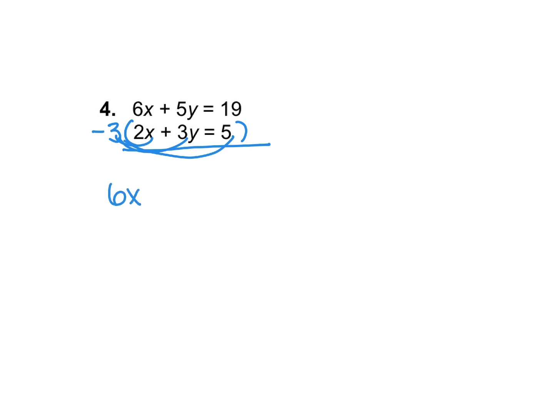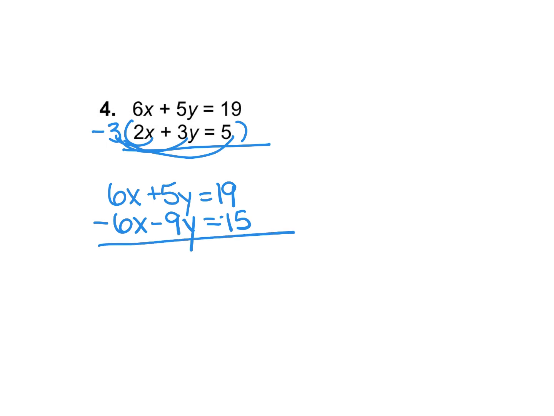So I'm going to have 6x plus 5y is equal to 19. All right, now we're going to distribute that negative 3. So negative 3 times 2x is negative 6x. Negative 3 times 3y is minus 9y. And then negative 3 times 5 is negative 15.